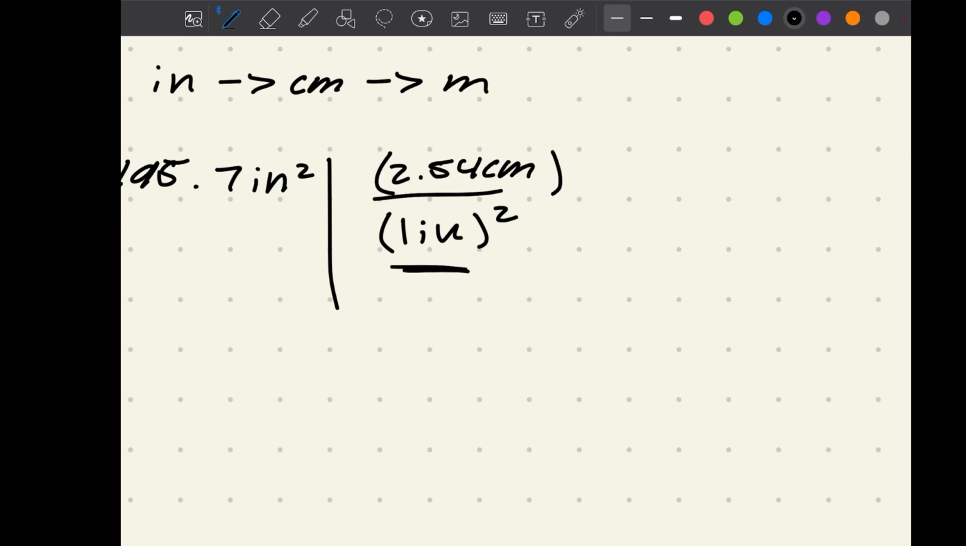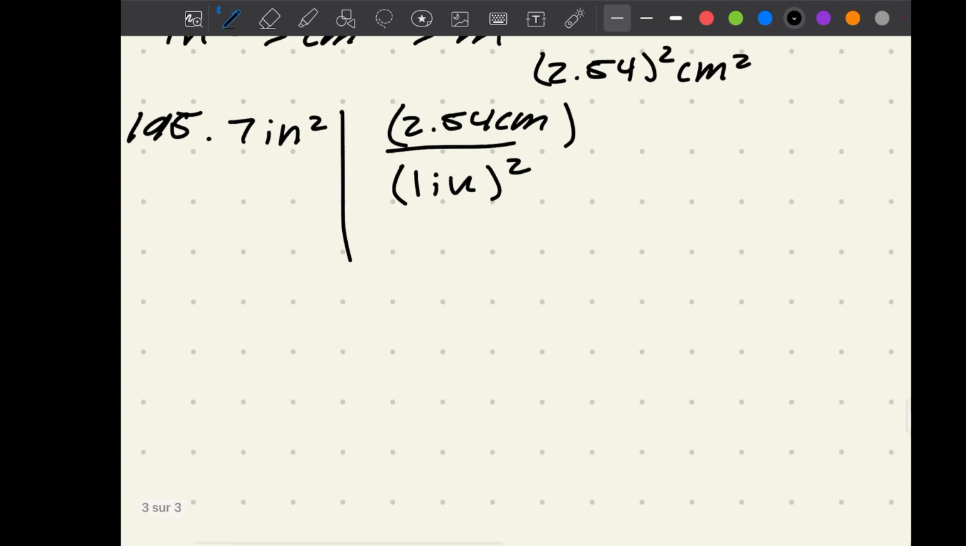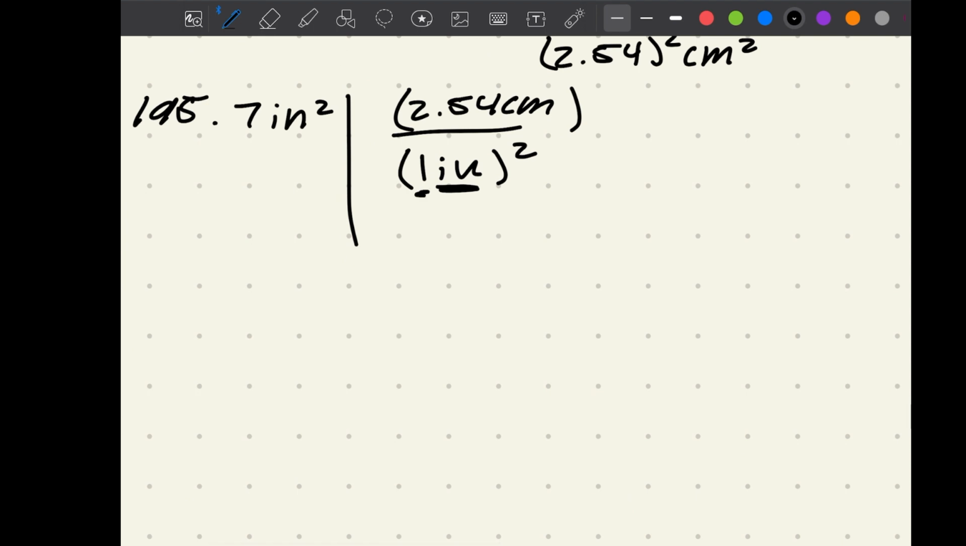And since the bottom was squared, we have to square the top as well. So that would give us 2.54 centimeters, and this square distributes to the centimeter, and this square will also distribute to the 2.54. So we will end up with something like 2.54 squared centimeters squared. And that'll make sense as this right here is squared and this right here is squared, and inches squared will cancel out.